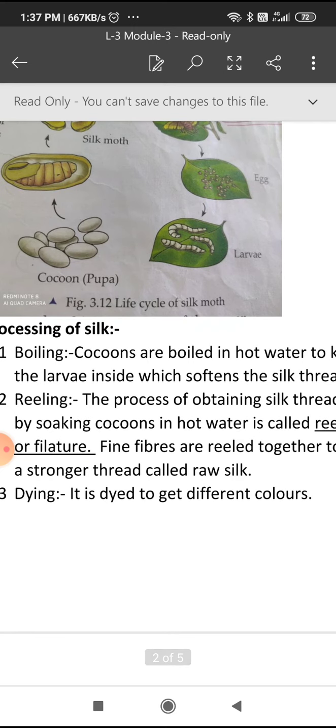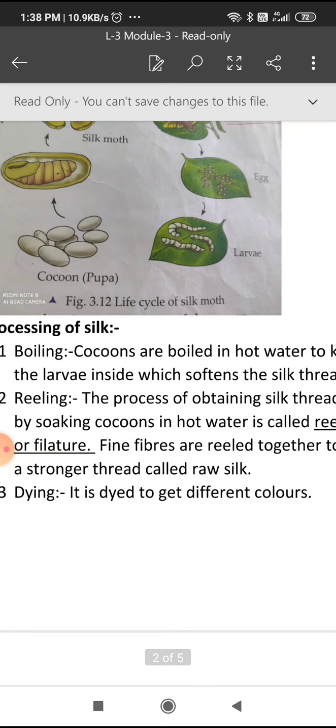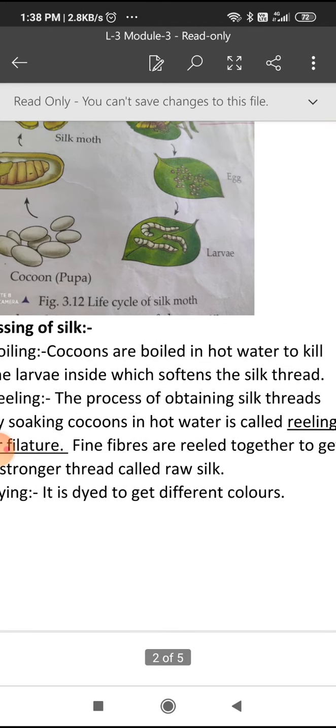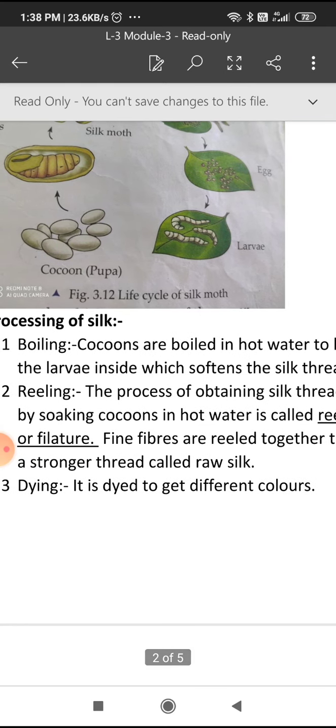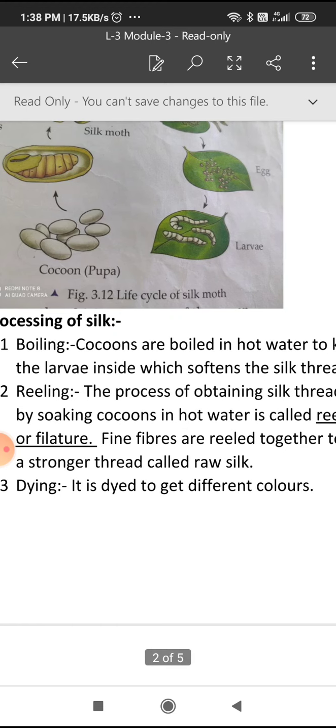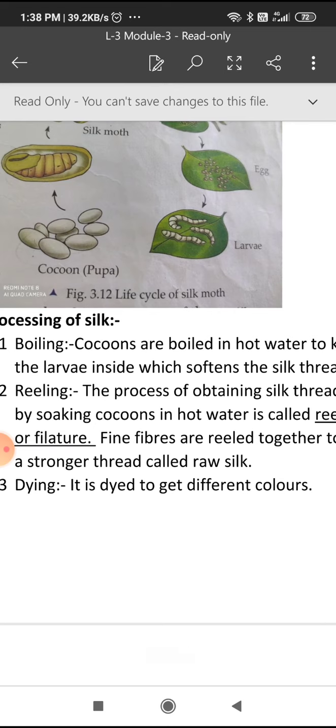When the cocoons are in hot water, the larvae are killed and the thread comes out by itself. The thread has to be reeled out, like a reel used to make thread, and collected on a reel. This process of obtaining silk thread by soaking cocoons in hot water is called reeling or filature. Fine fibers are reeled together to get a stronger thread called raw silk.